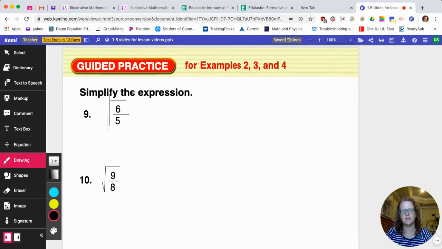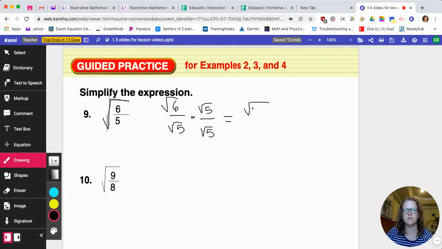All right, let's practice a little bit. I messed this thing up and I could not fix it. So right there is what it's supposed to look like. So let's just separate it and multiply by square root 5. I just take the denominator and multiply it by square root 5 over square root 5, which is equivalent to 1. And I get root 30 over 5.